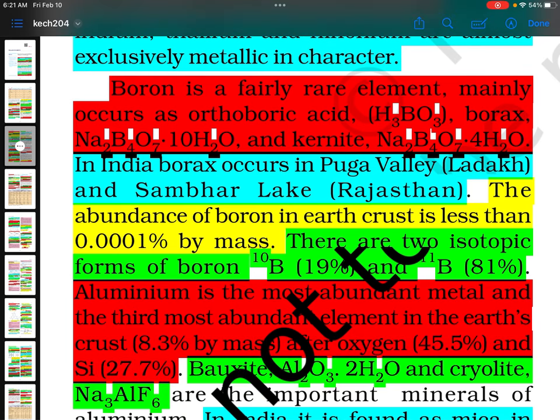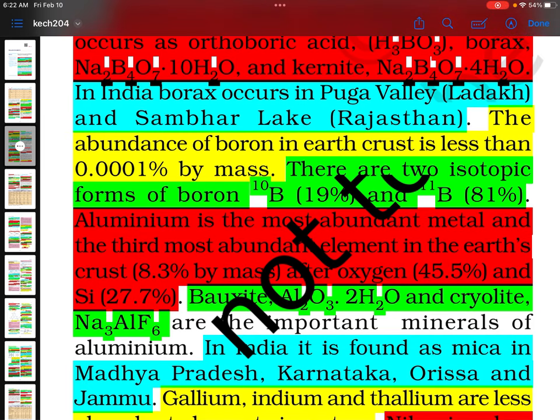In India, borax occurs in Puga Valley and Sambhar Lake. No one knows. These can also be asked. Kernite formula Na2B4O7·4H2O. Two isotopic forms of boron, 19% and 81%.